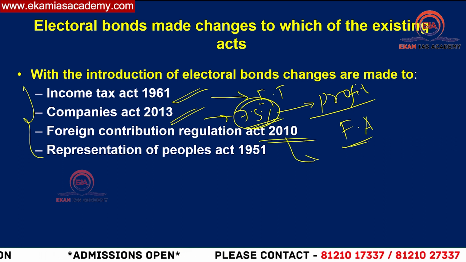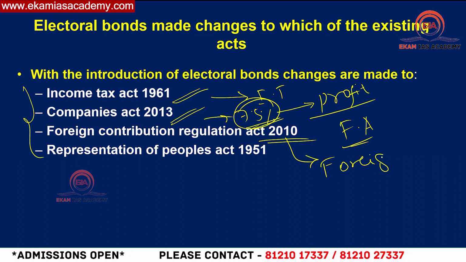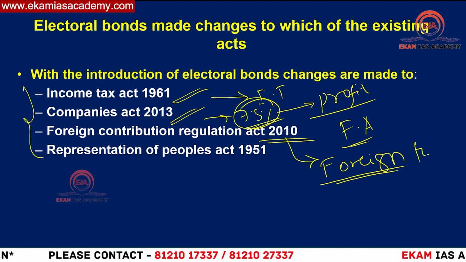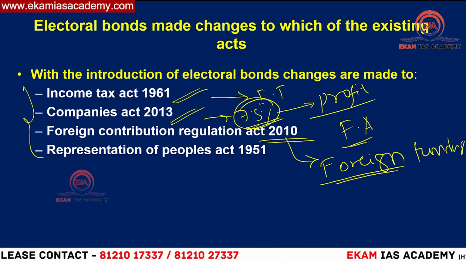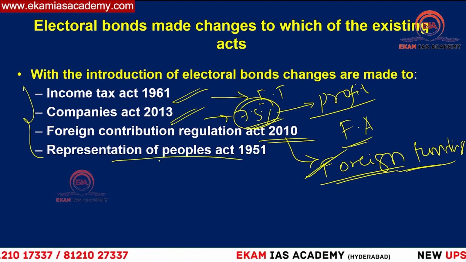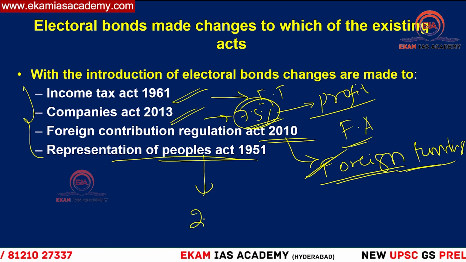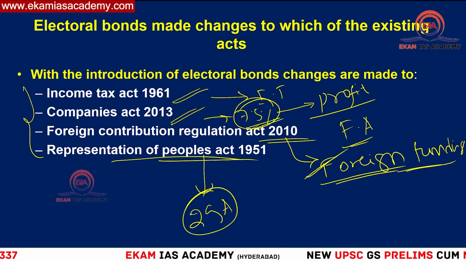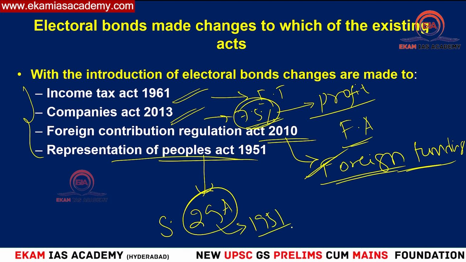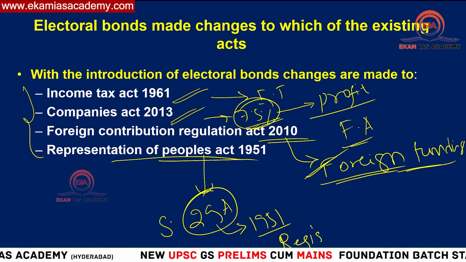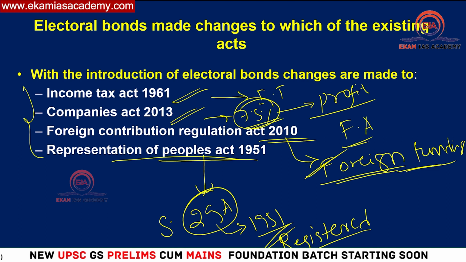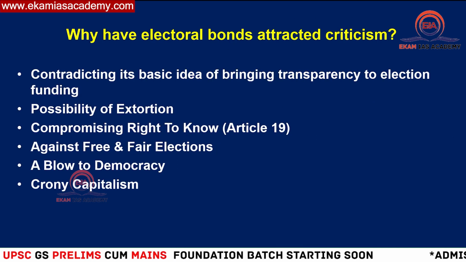Now FCRA is also amended because foreign funding is also allowed. So the Supreme Court also said in its recent judgment, when it scrapped electoral bonds, that foreign companies may rule, there may be a chance that foreign companies can rule the political mandate in India. And Representation of People's Act, why was this amended? Because not all political parties are eligible under the electoral bond scheme, but under section 29A of Representation of People's Act 1951, whichever parties are registered under this particular provision, only those political parties can get the electoral bonds. In this way, these four acts got amended subsequently.